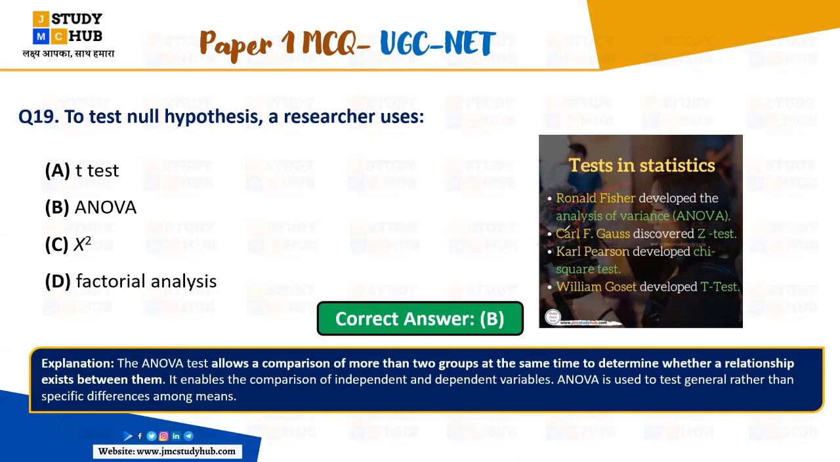Okay, this question is asked, right? बहुत बार questions पूछा जाता है that Pearson is chi-square, William Gossett is t-test, F. Gauss is Z-test, Ronald Fisher is ANOVA, right? Is it clear to everybody? जल्दी से बताएंगे, is it clear?